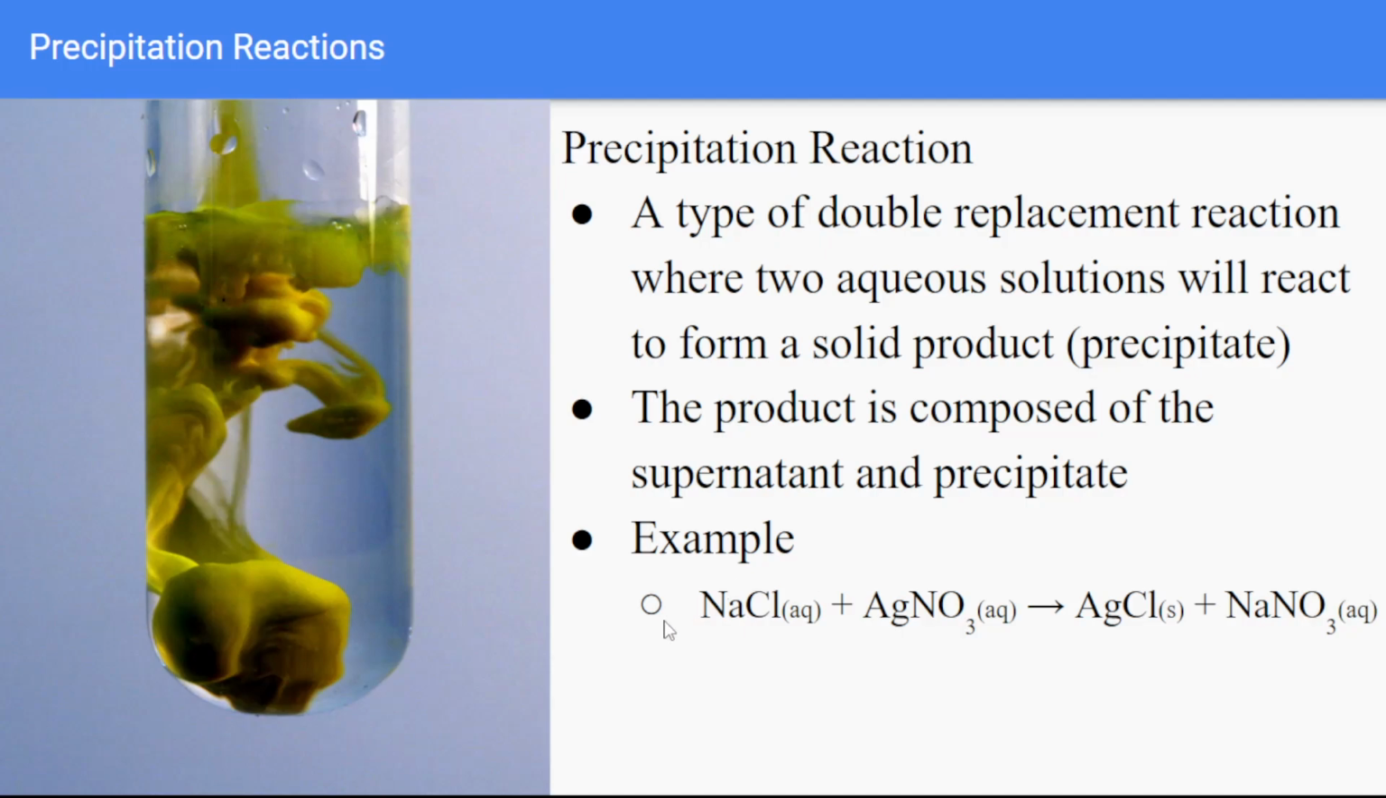If you look at this reaction, sodium chloride plus silver nitrate yields silver chloride plus sodium nitrate. We have 1, 2, 3 aqueous solutions. Your two reactants are aqueous. One product is solid, that's the precipitate. The other product is aqueous, that's called the supernatant. The yellow part in this example is the precipitate. The clear part is the supernatant.